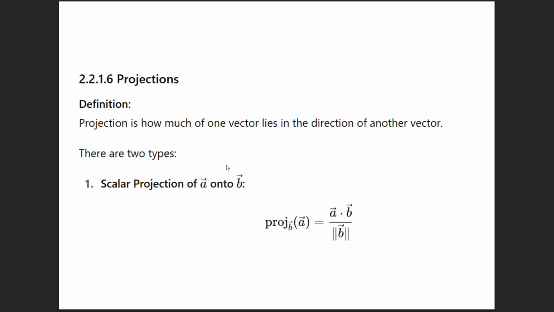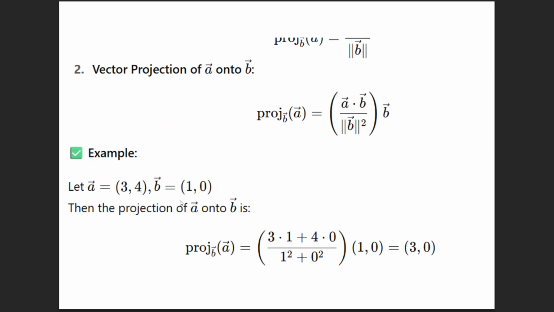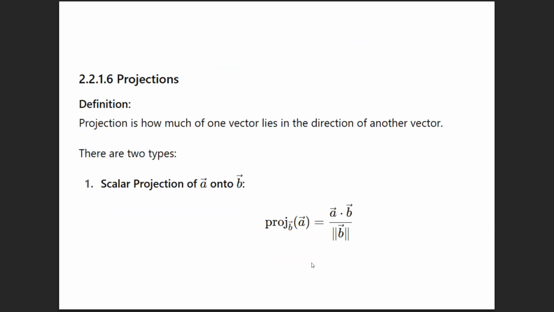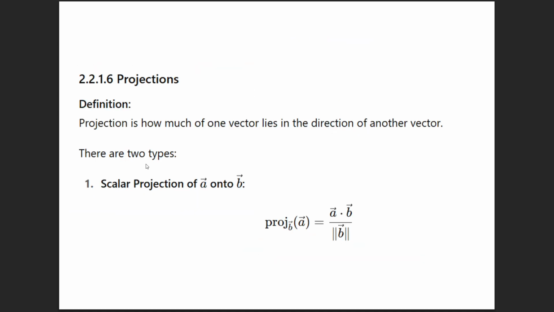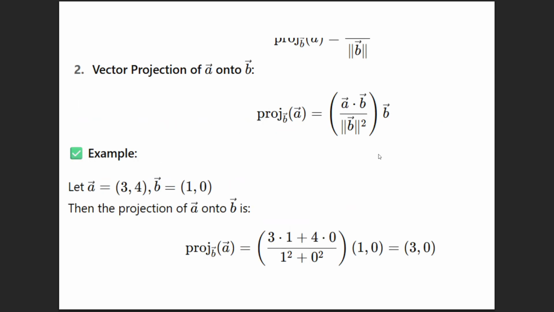Okay, next the formulas. Projections have two kinds of formulas, for scalar projections and vector projections. So this is the scalar projection formula. Projection is nothing but how much one vector lies in the direction of another vector. What I said before was just an example to understand it, but the definition is this. And this is the formula for the vector projection onto B. The scalar projection will be a number, and the vector projection will be a vector.